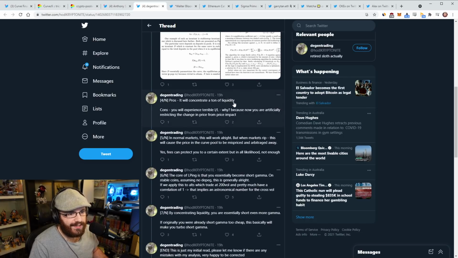Now, the pro of this is that it's going to concentrate a lot of liquidity. So you can imagine that this is really good for tokens and assets that don't trade too much outside of a range. Just say, for example, stablecoins are obviously very good for this because stablecoins trade around $1. But if you look at other really volatile assets, it's actually not that great in terms of impermanent loss.